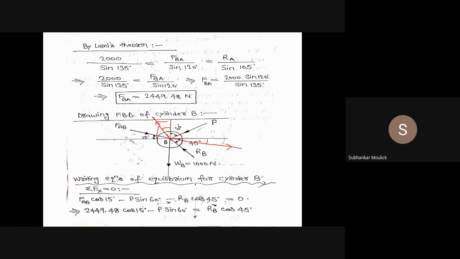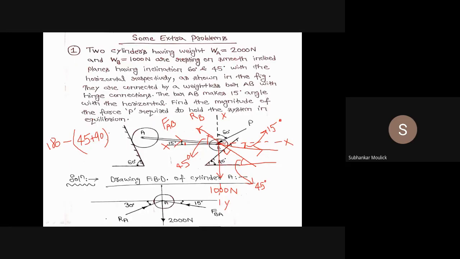Fine. And the last one is this force P, which is making an angle of 60 degrees with respect to the vertical. So these are the four forces which are acting if we draw the free body diagram of cylinder B. Fine. Okay. So by looking at this FBD, can you tell me whether we can use Lami's theorem to solve the problem, to get the values of unknown P and RB?